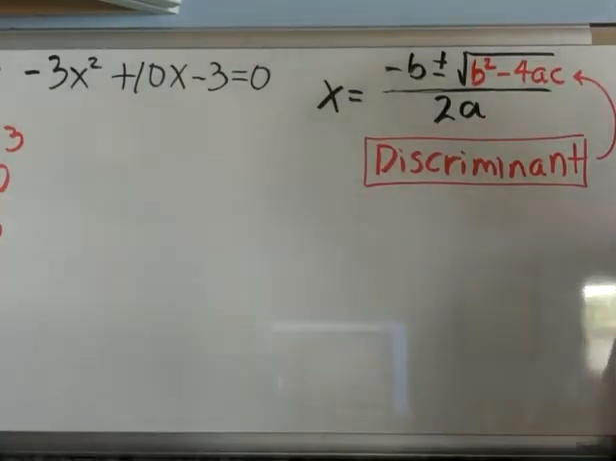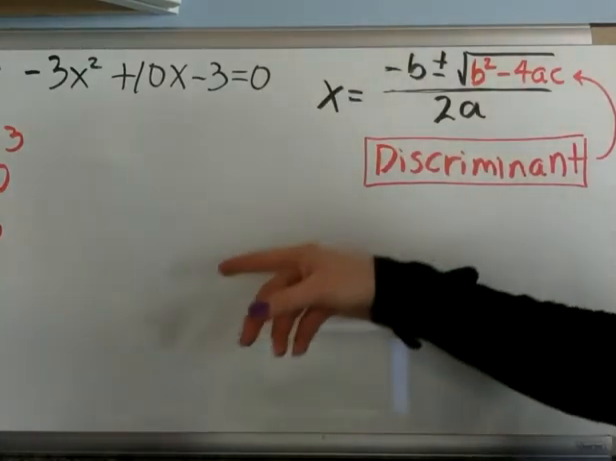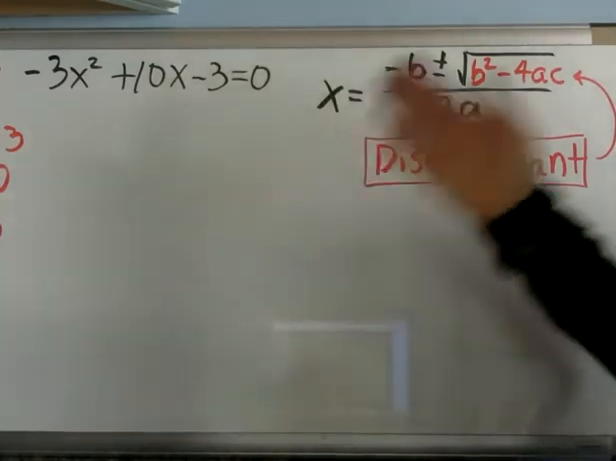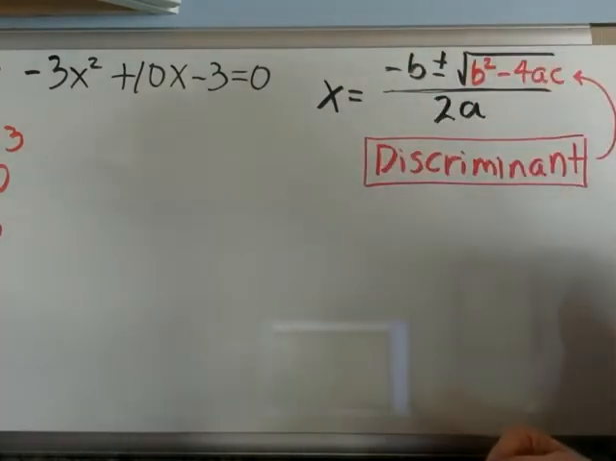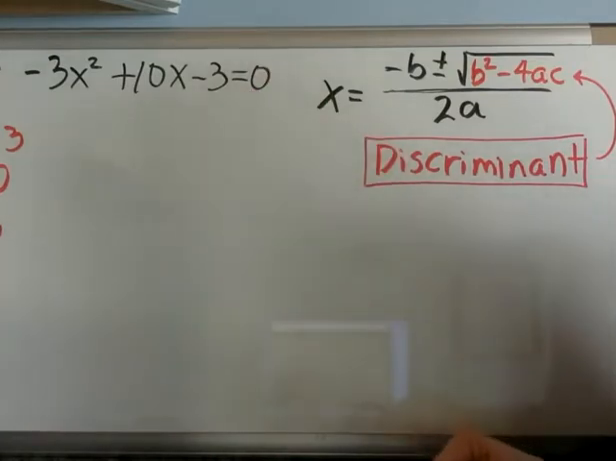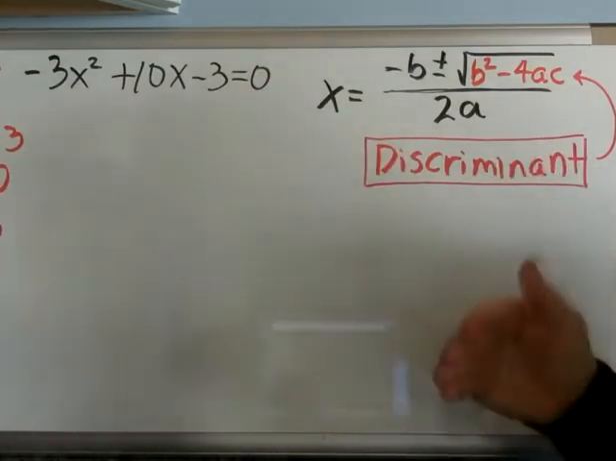Okay, so let's do example 1. Example 1 is negative 3x squared plus 10x minus 3 equals 0. The first step on your notes is already done: set one side equal to 0. That's done for us. The second step is to write down the values of a, b, and c.